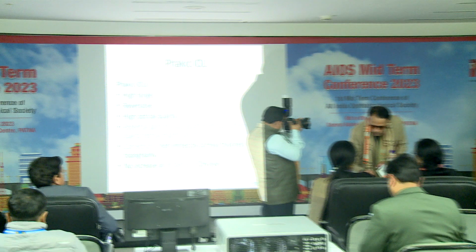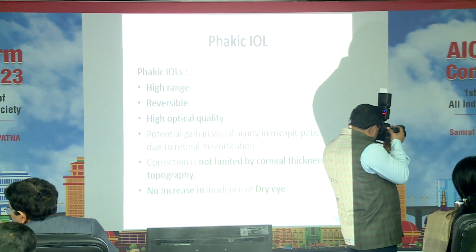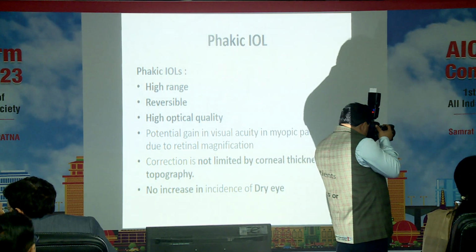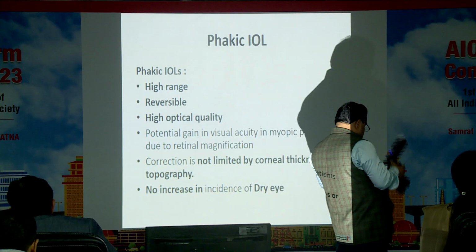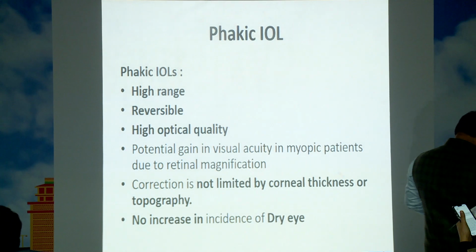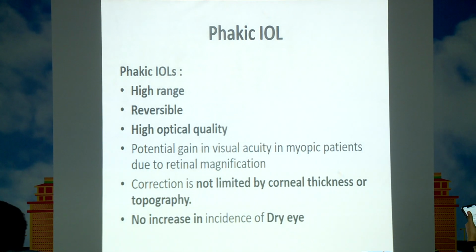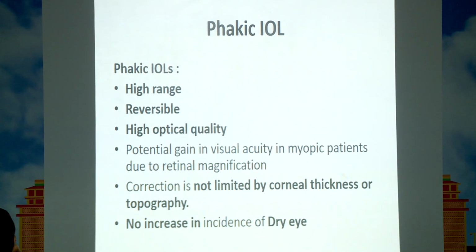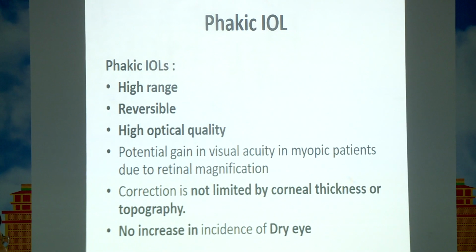So why is the phakic IOL so popular nowadays? Because of its ability to take care of the high range of refractive error, particularly myopia, and being a reversible procedure which offers very high quality of vision, and there is potential gain in visual acuity also. And this procedure can be adopted for those patients where the corneal thickness is not allowing to go for the LASIK procedure, and there are less chances of dry eye.